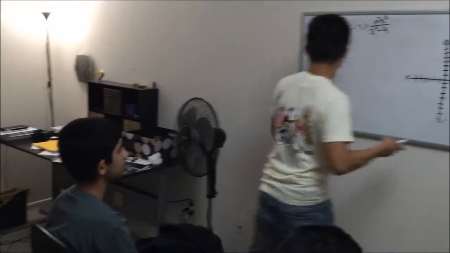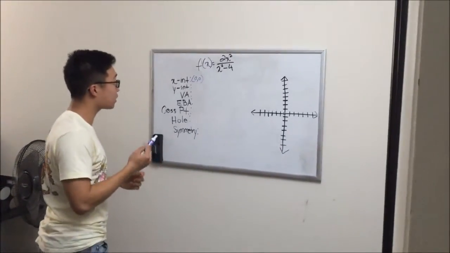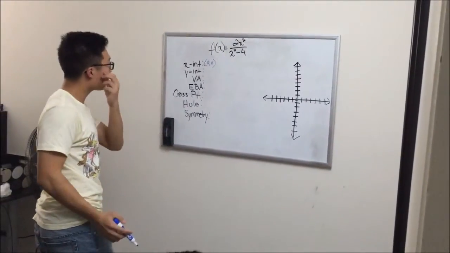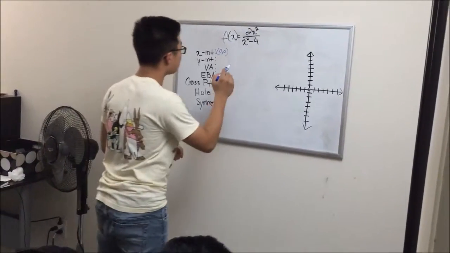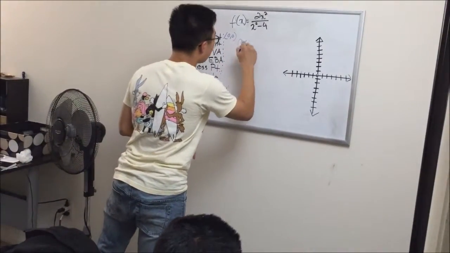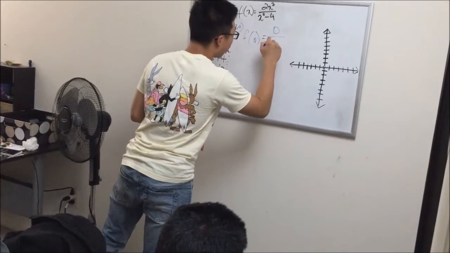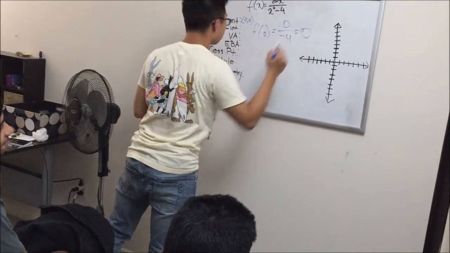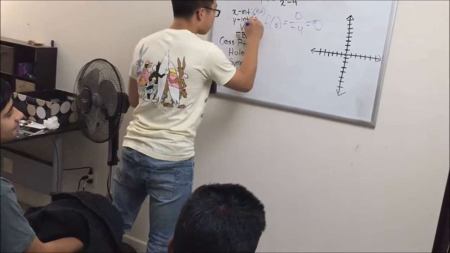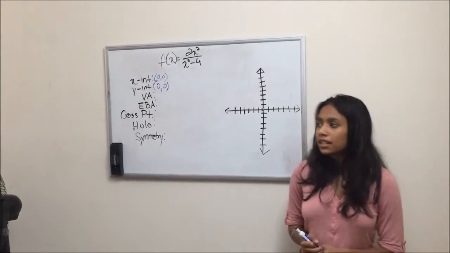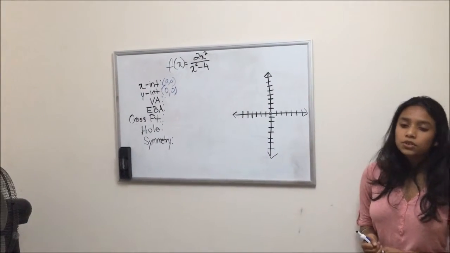Now, does anyone know how to find the y-intercept? I do. The y-intercept, that's where the function intercepts the y-axis. So all I have to do is substitute x for 0. And that equals 0. So the y-intercept must be at 0, 0. Good job, student C.